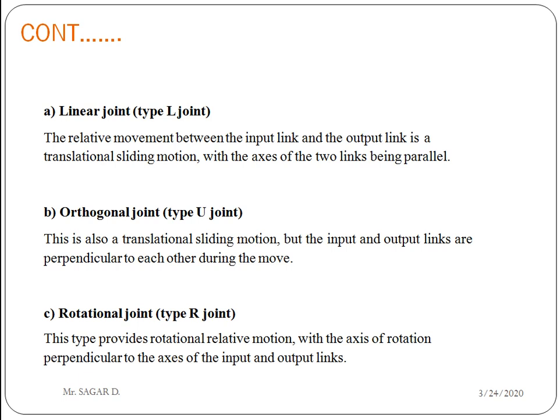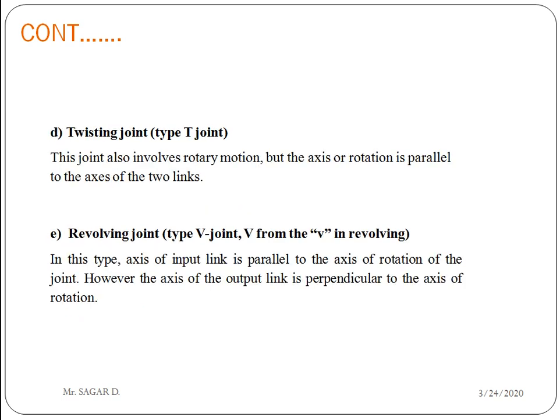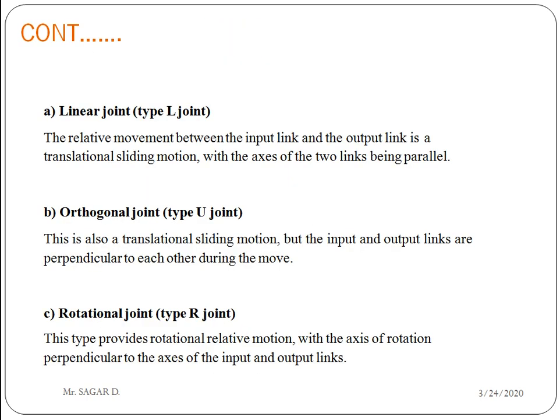Then the rotational joint, which is the type R joint, provides rotary motion. The fourth one is the twisting joint, which is the type T joint. The fifth one is the revolving joint, also called the type V joint. So these are all about the types of joints.